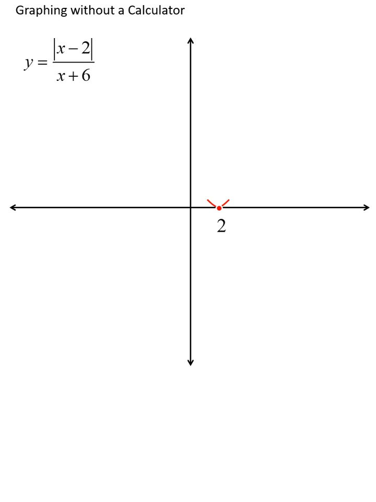The second key feature I like to find is the y-intercept. The y-intercept is found by plugging in 0 for x, and this quantity works out to be positive 1/3. Notice the y-axis. I can therefore conclude that I have a y-intercept of 1/3.